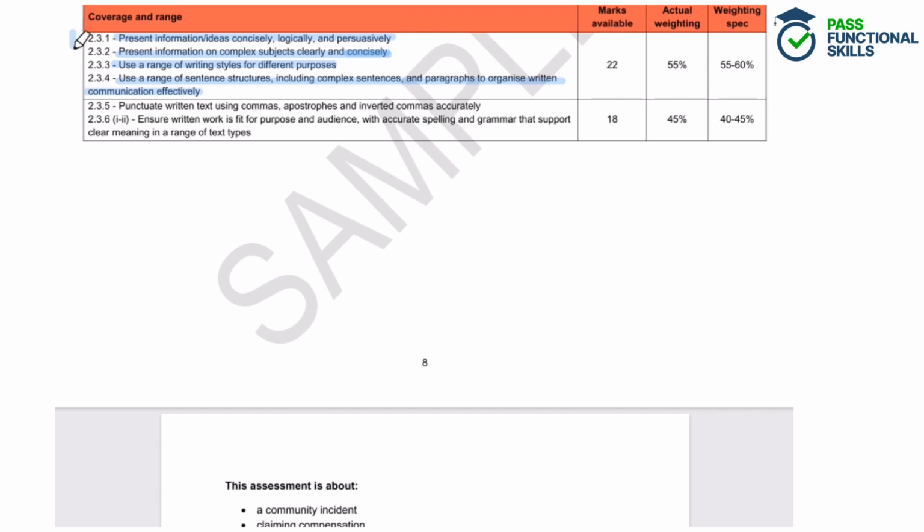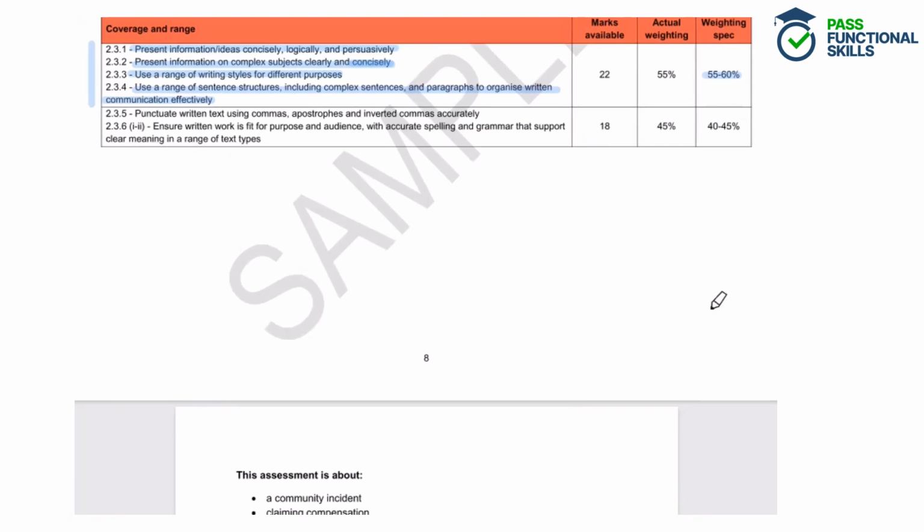Altogether, these form the composition of your answer. And the composition makes up 55 to 60% of your marks overall. So you need to make sure that your answers are clear and your writing is appropriate.